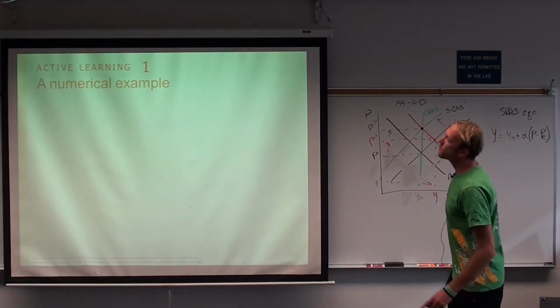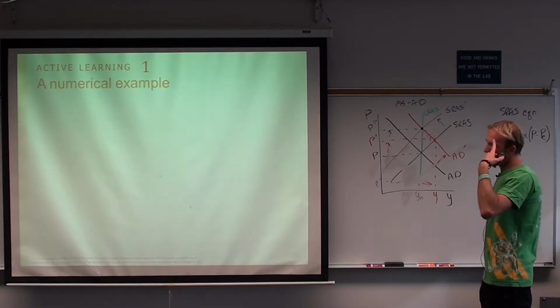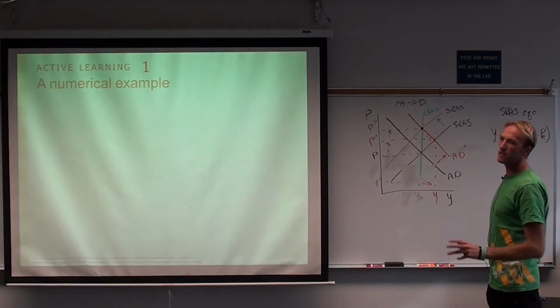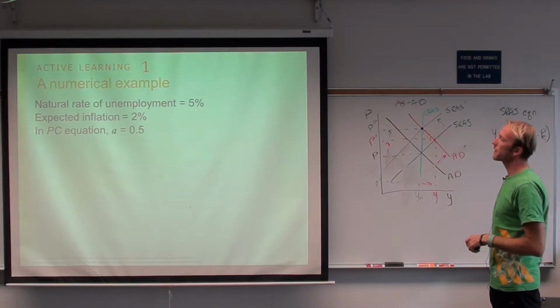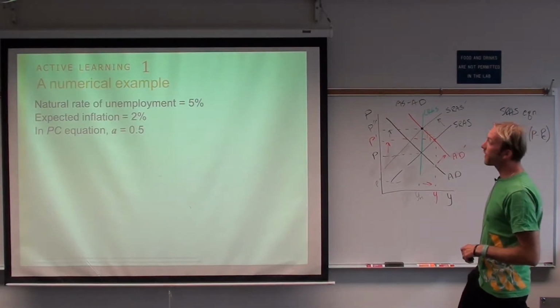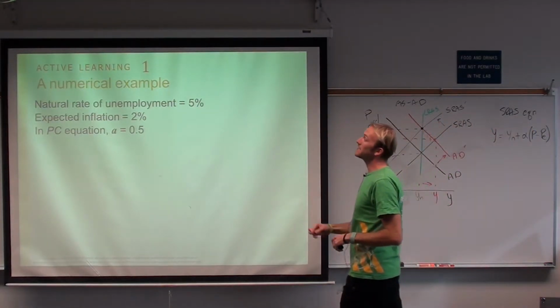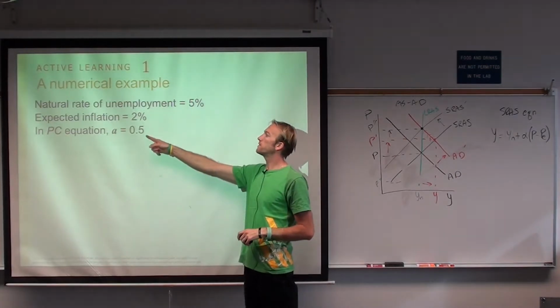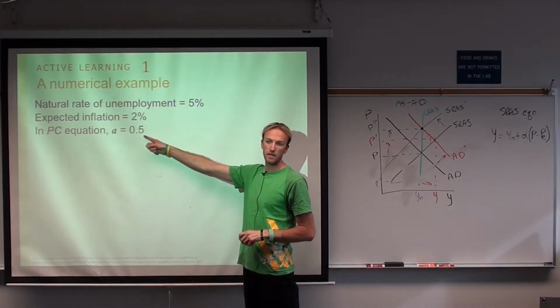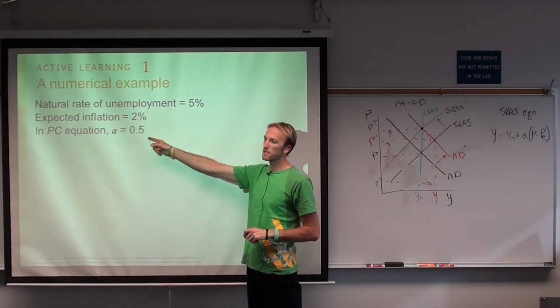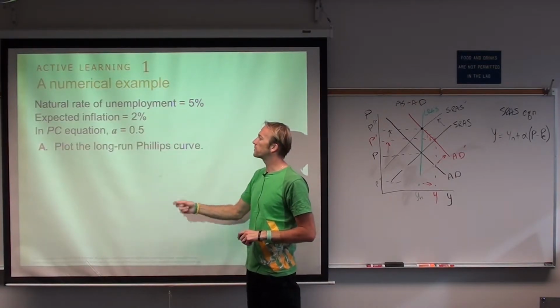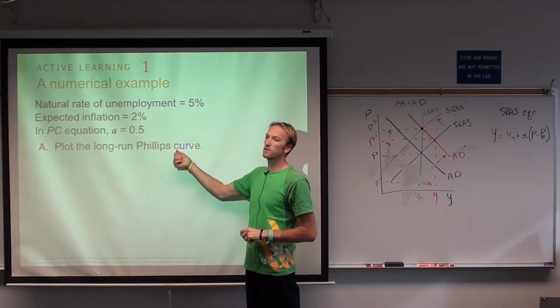Before we do that, though, let's have a little practice on the expected inflation curve. Natural rate of unemployment is 5%. Expected inflation is 2%. In the Phillips curve equation, alpha is 0.5. So go back a couple slides and get that Phillips curve equation. Here's what I want you to do. Give me a long run Phillips curve. This is really easy.